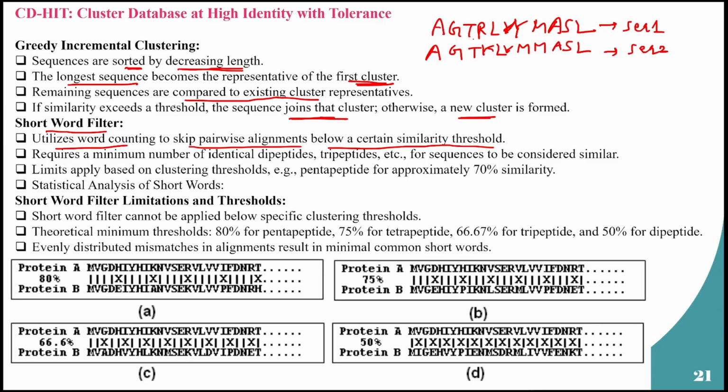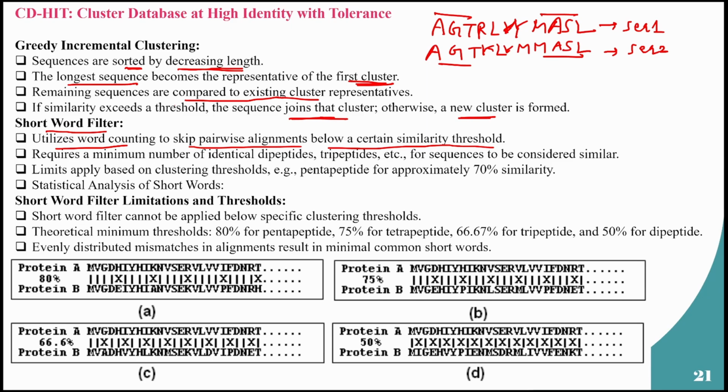So if two sequences are very similar, you will see that not only do they align, of course, overall very well, but apart from the overall alignment, there are short stretches of subsequence, or short stretches of characters that we will also find matching here. For example, in this case, AGT is matching, right? In this case, MASL is matching, right? So a short stretch of subsequence or short stretch of words will also be matched between sequence one and sequence two.